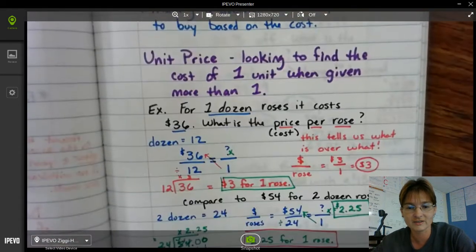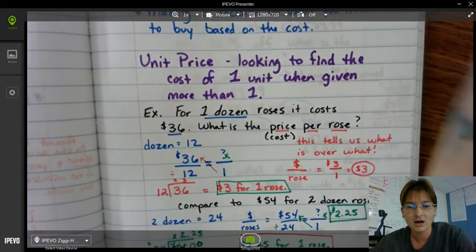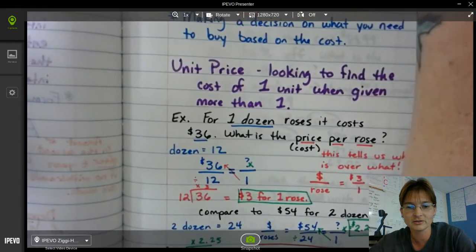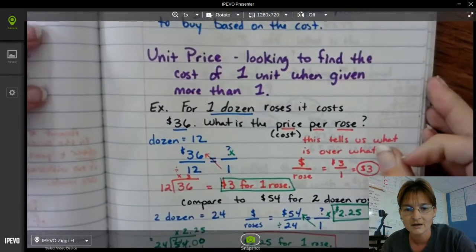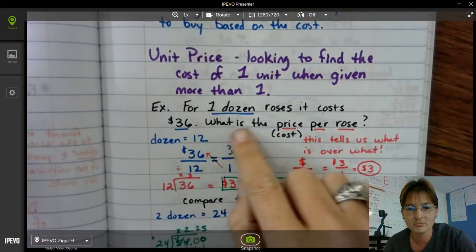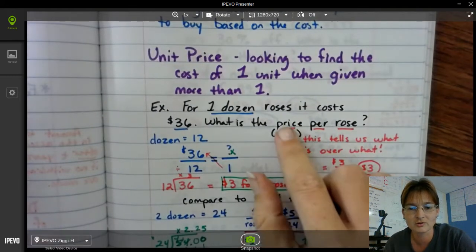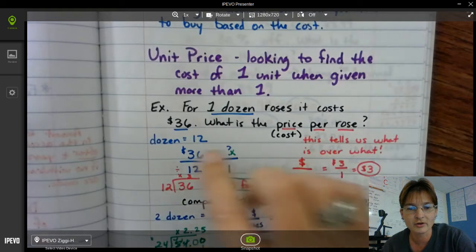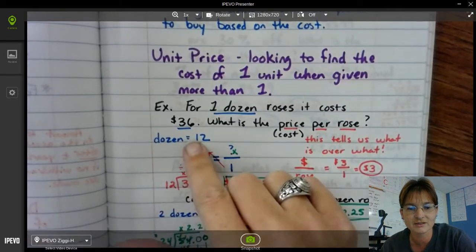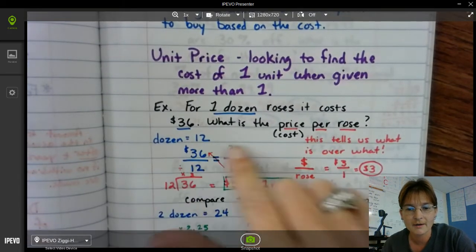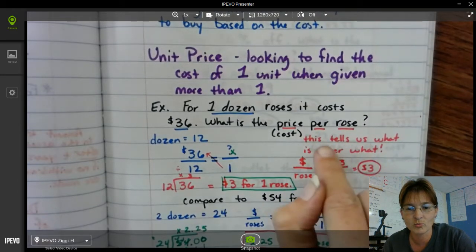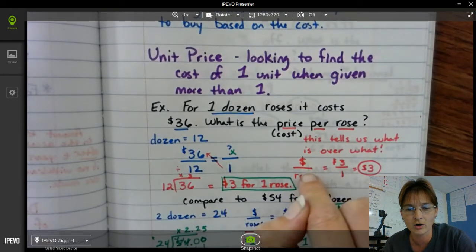I have the first example: if you were going to buy a dozen roses and it costs you $36 to buy a dozen roses, what would be the cost per rose? So price per rose is what we're looking for. The first thing we need to understand is that a dozen roses is 12. Okay. This price per rose is telling you that we're putting our cost over our item. So our cost over the rose.